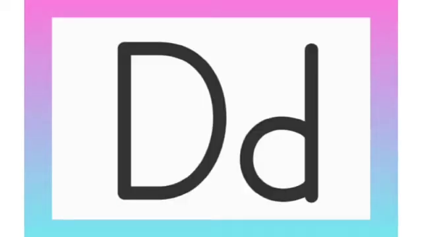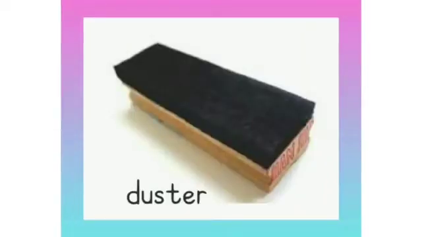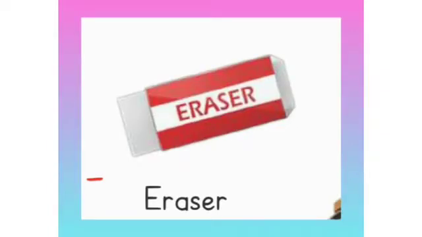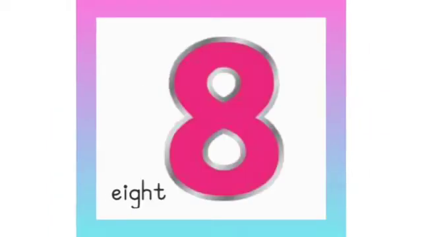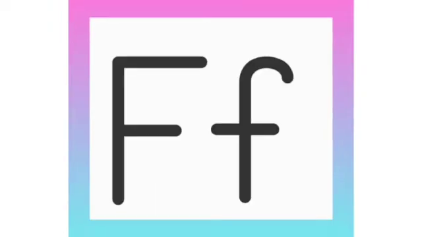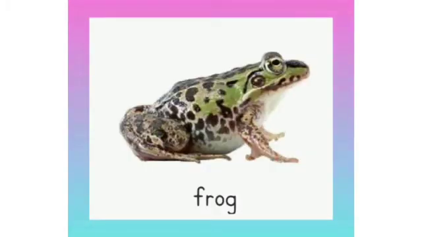Alphabet D. D says D. D for drum. D for duster. Alphabet E. E says E. E for eraser. E for 8. Alphabet F. F says F. F for finger. F for frog.